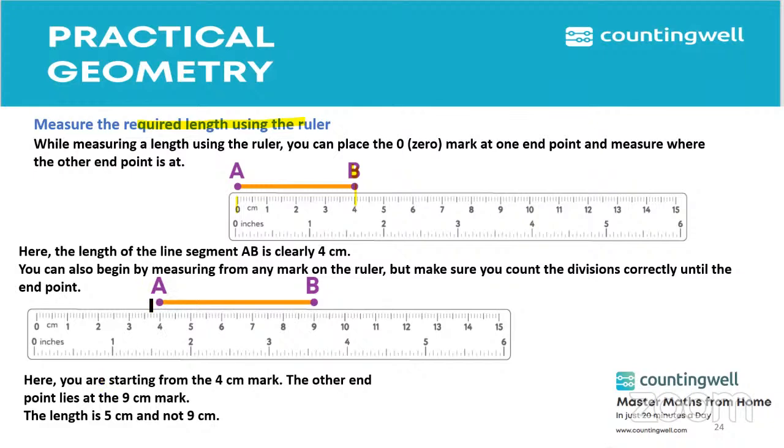Also, what is the other way of measuring the length? You can also begin by making sure you count the divisions correctly until the end point. If you place the 4 mark at one end point, and then measure where the other point is, you can see it is at 9 centimeter. So what you have to do is subtract 4 from 9. So you will get 5 centimeter. So the length is 5 centimeter and not 9 centimeter.